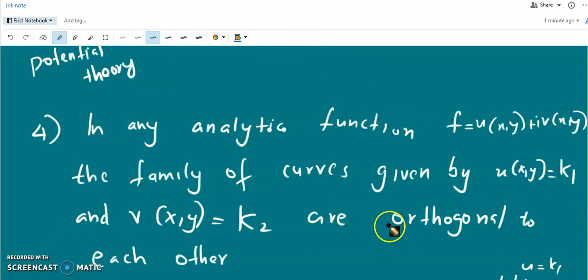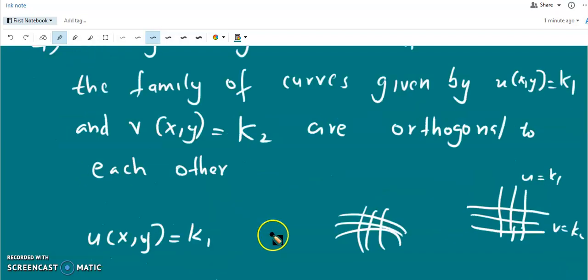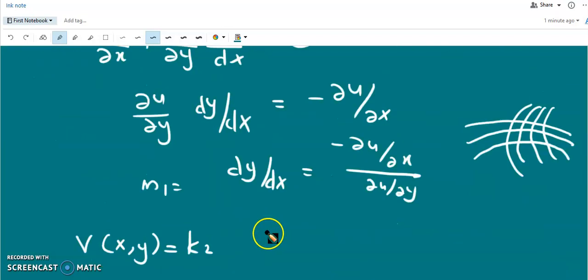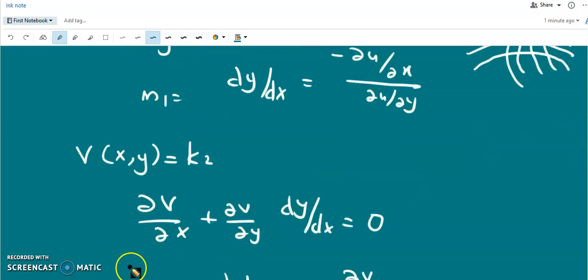And the fourth property is that in any analytic function f equal to u plus iv, the family of curves defined by u of xy equal to k1 and the family of curves defined by v of xy equal to k2 are mutually orthogonal to each other. Okay, so these are the important properties of an analytic function. Thank you.